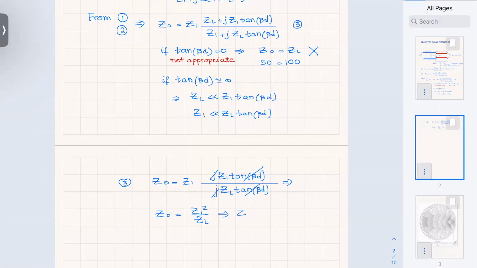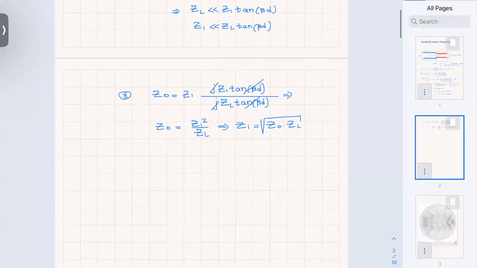that Z1 has to be equal to the square root of Z naught ZL, where ZL is real, obviously. Z naught and ZL are both real. So therefore, we found this expression, which I had given you, all right? So we found this, which is the condition for the impedance for a quarter wavelength transformer.